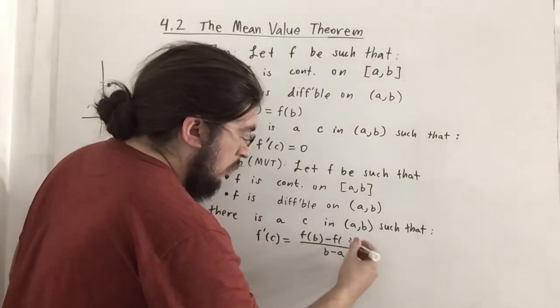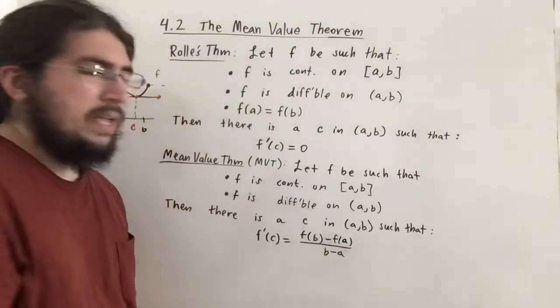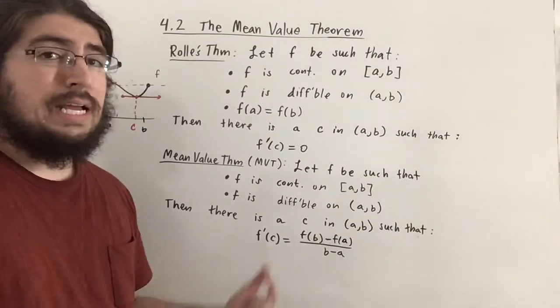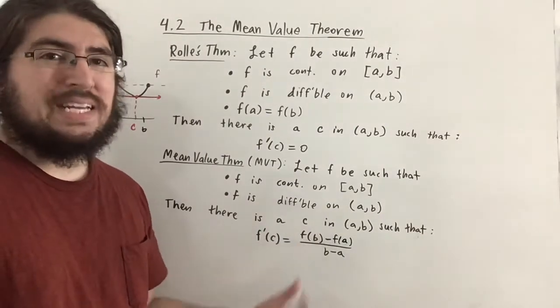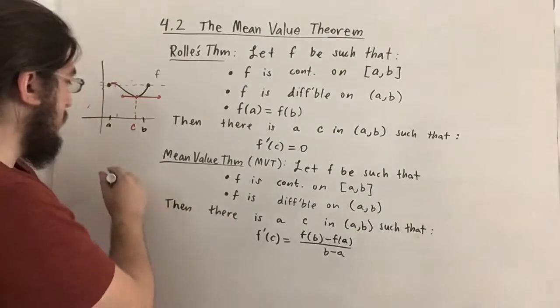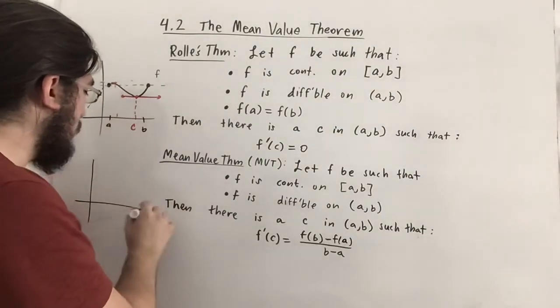But now let's recall, what is this? What is f of b minus f of a over b minus a? This should look familiar. This is just the slope of the secant line. So here I'm going to draw an image for the mean value theorem, similarly how I did for Rolle's theorem.